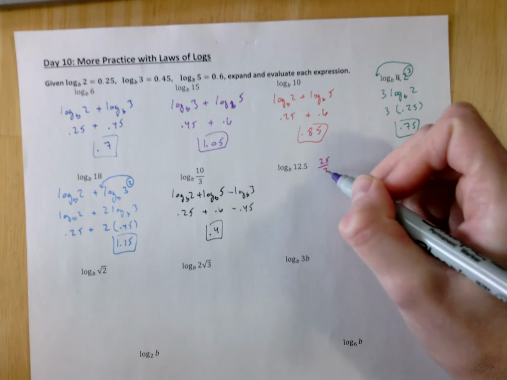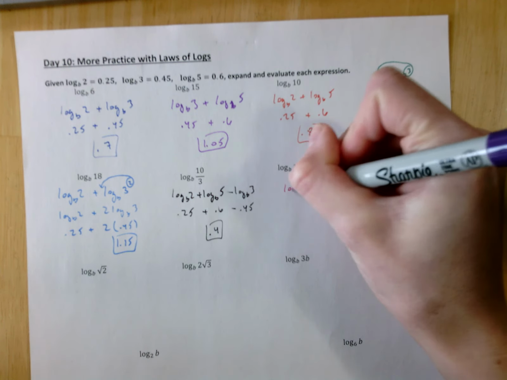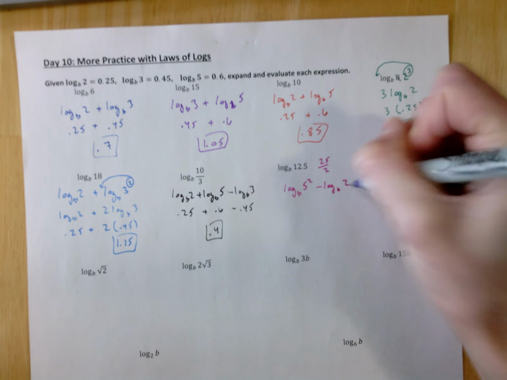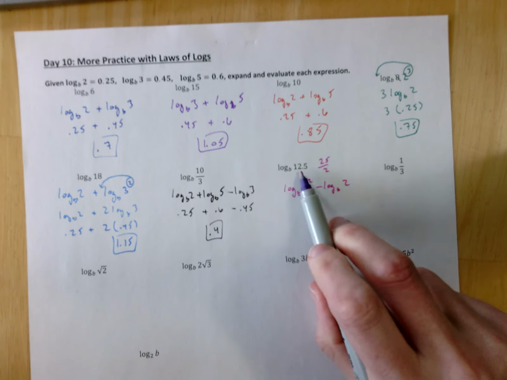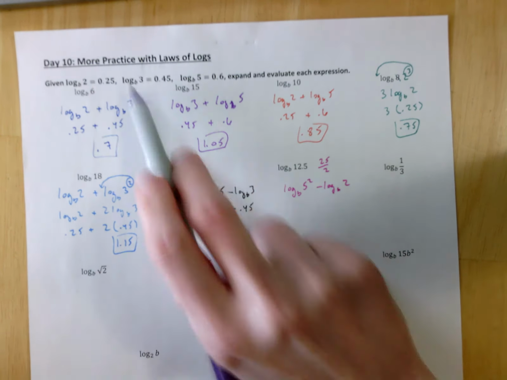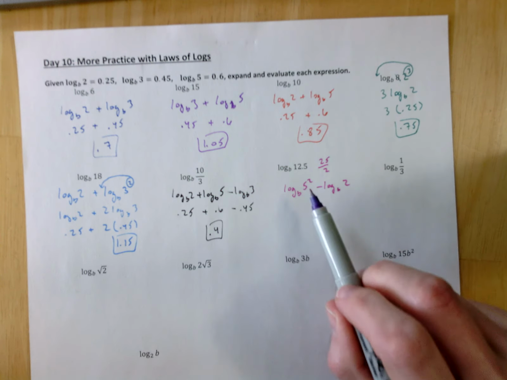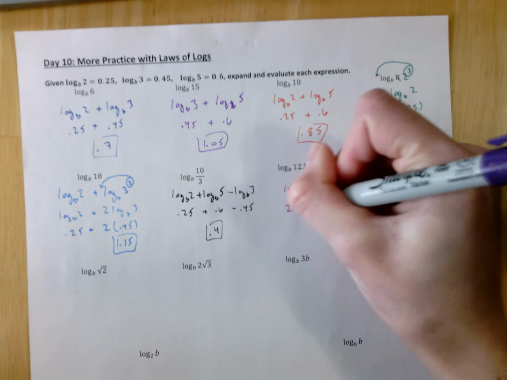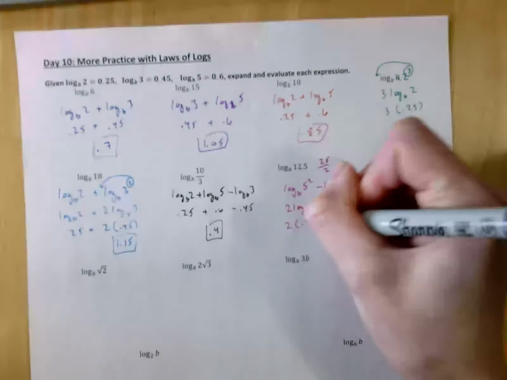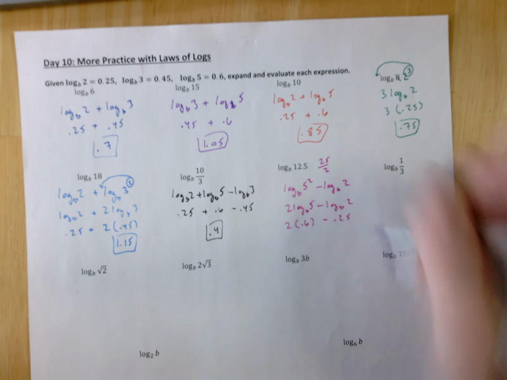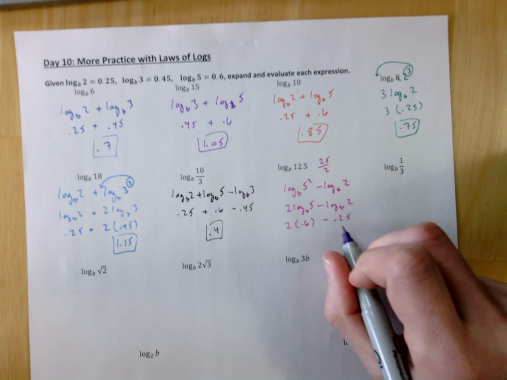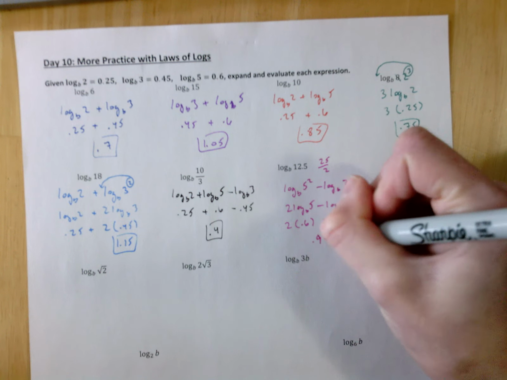So this is 5 squared and 2. So this is log base b of 5 squared minus log base b of 2. Okay, so when you have these decimals, switch them over into fraction form because it's going to be easier to figure out using these numbers how to make this fraction than it is that decimal. So that's 2 times log base b of 5 minus log base b of 2. So 2 times 0.6 minus 0.25. So let's see, that would be like 1.2 minus 0.25, so 0.95.